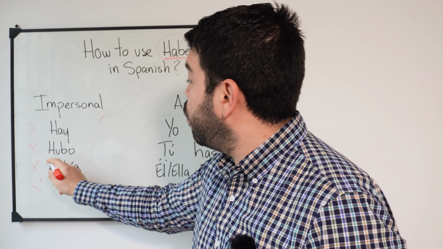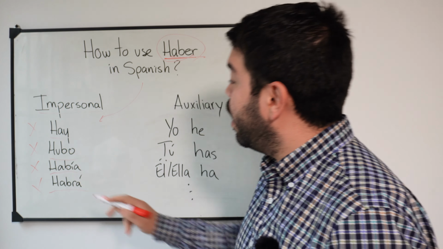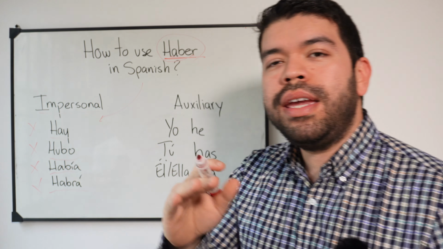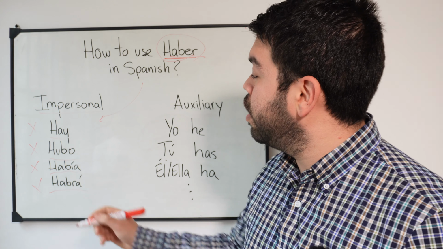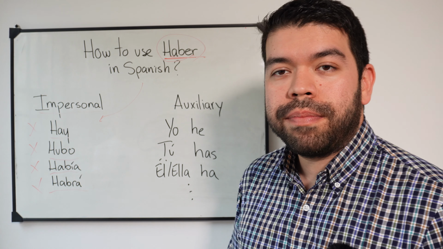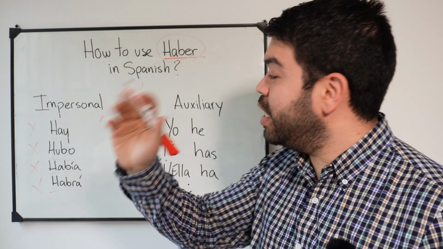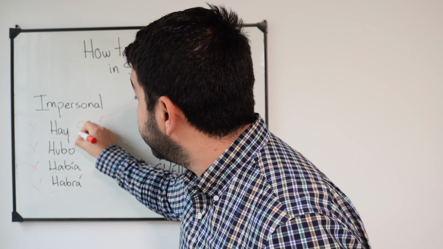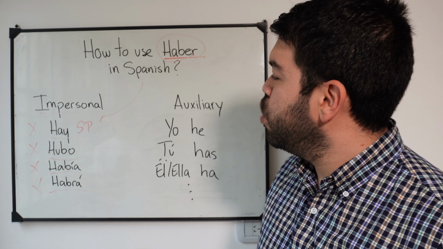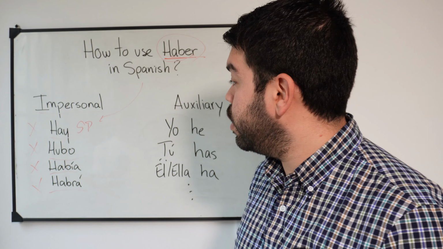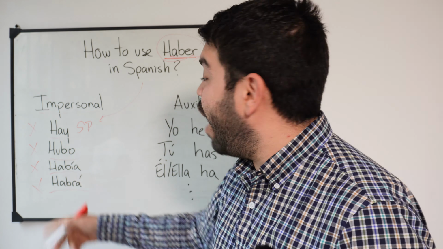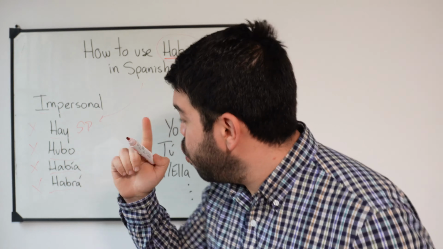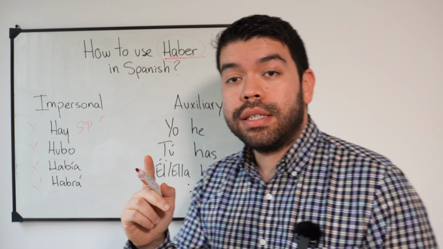As an impersonal verb, we have just one word. One hay, one hubo, one había, habría, habrá. And you may be thinking, Juan, what do you mean we have just one word if you just underlined four of them? Relax. It's one word per tense. Hay works in the simple present, right? Hubo in the simple past. Había in the imperfect past. And habrá in the simple future. So one word per sentence.